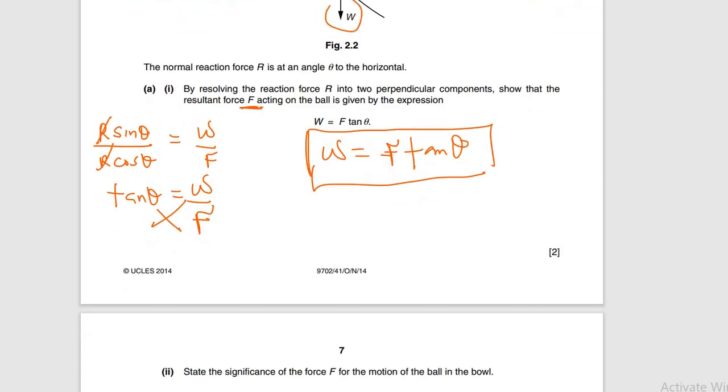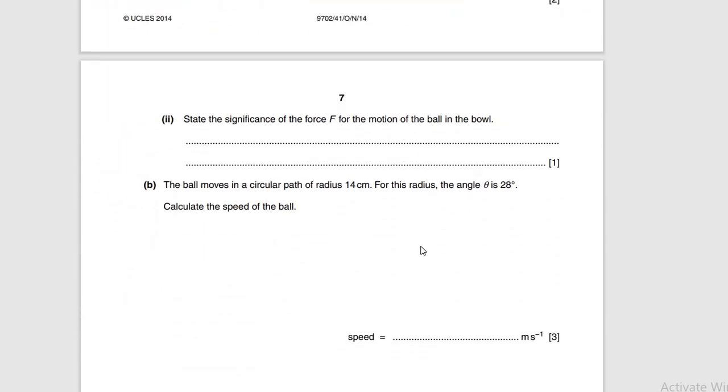Now the next question: state the significance of force F. Force F provides the centripetal force. I said it earlier.